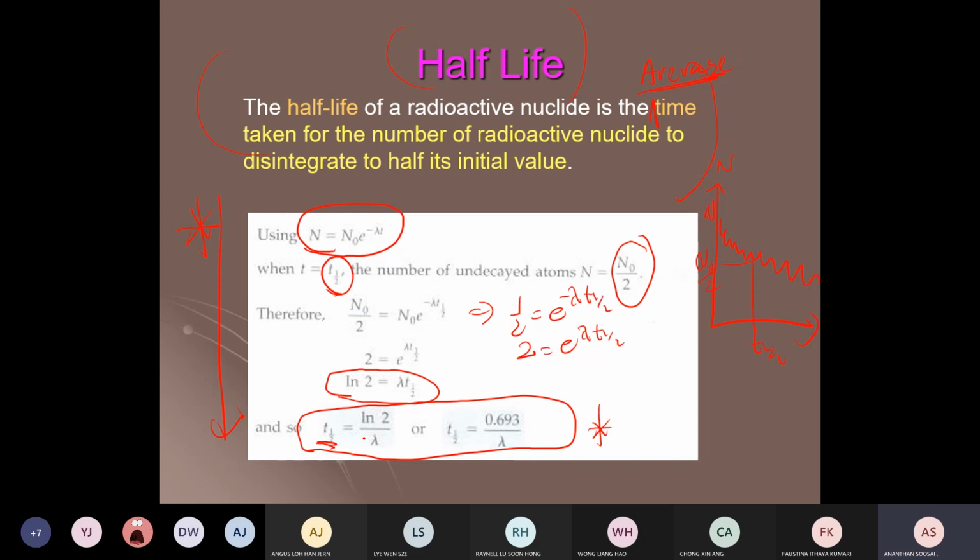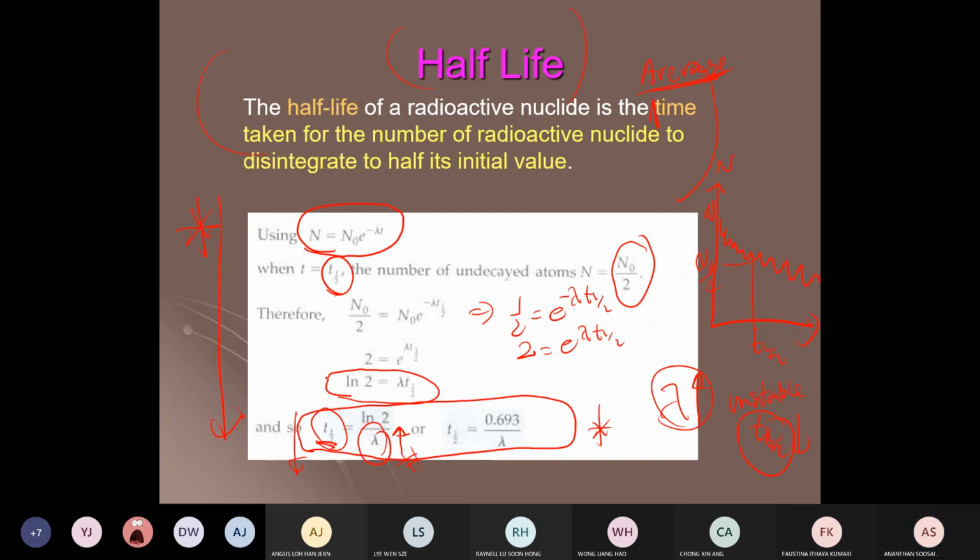Or ln 2 is actually 0.693, so t half equals 0.693 over lambda. This is the third formula. Half-life is inversely proportional to lambda: the greater the decay constant, the smaller the half-life. Makes sense, right? Which substance has a greater decay constant? A very unstable substance, which is most likely to disintegrate fast, so it has a very short half-life. So half-life is inversely proportional to the decay constant, proven from this equation.